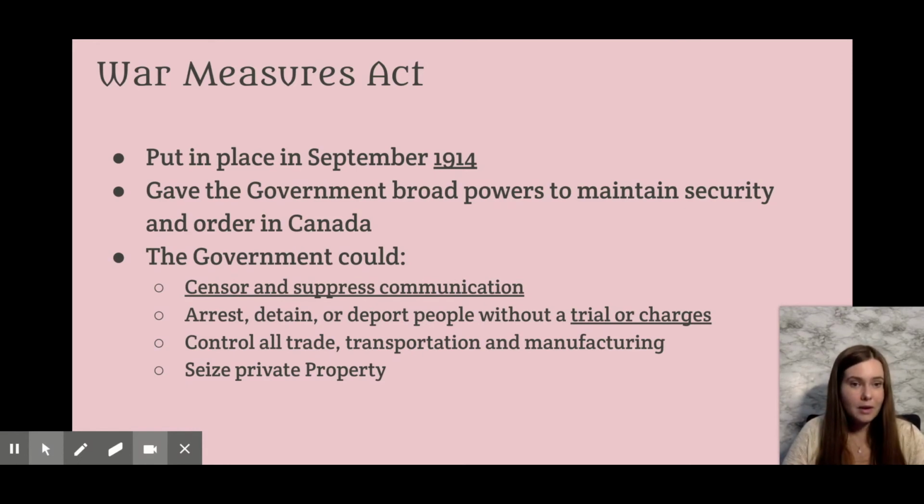You could arrest anyone and hold them without any trial or charges being pressed. And then controlling trade and transportation and manufacturing is very big because it takes it out of the hands of businessmen and puts it in the arms of the government. And then being able to seize private property is also big and bad too, because they could take over people's houses. They could take over people's land if they needed it. They could take weapons as well. And we're going to see how this impacted certain groups in just a second.